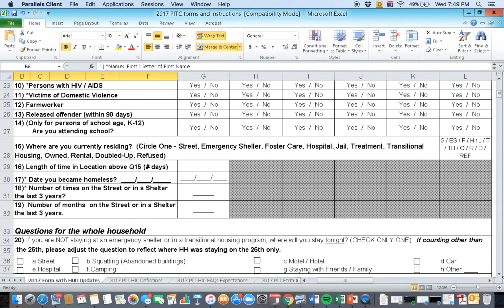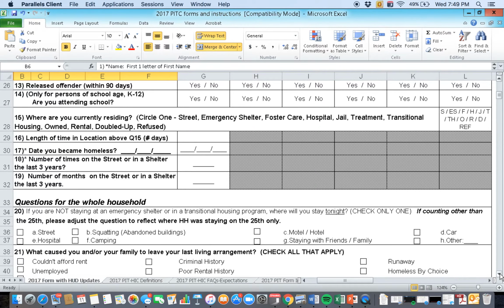Then question 18, number of times on the street or in a shelter within the last 3 years, and number of months on the street or in a shelter in the last 3 years. These are like question 17. They might be hard for the person to remember. Just try to get the best information you can. It is better to have an estimate than leave it blank. We are trying to leave the least amount of columns blank, and if at all possible, no columns blank. So just try to jog their memory, get an estimate.